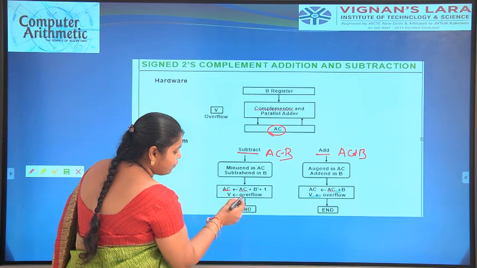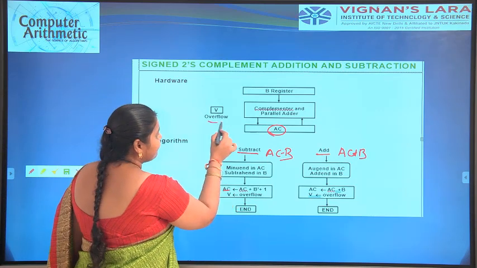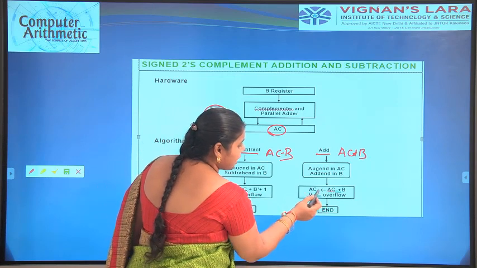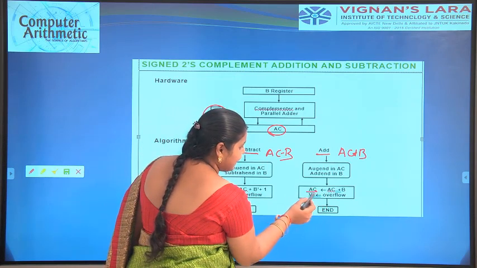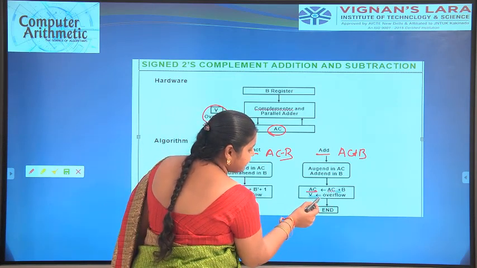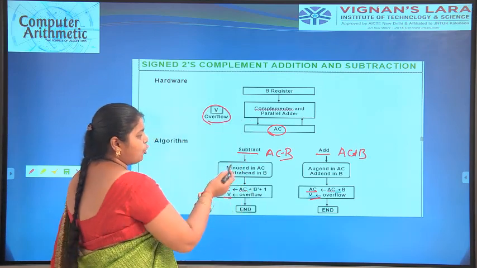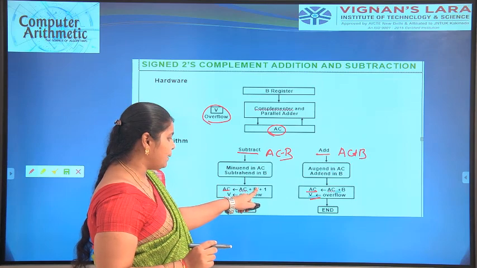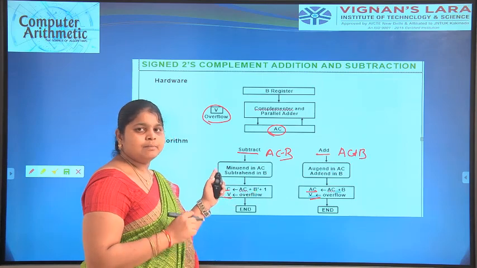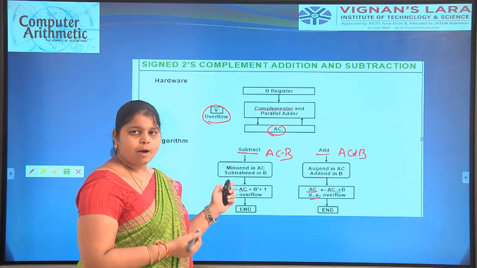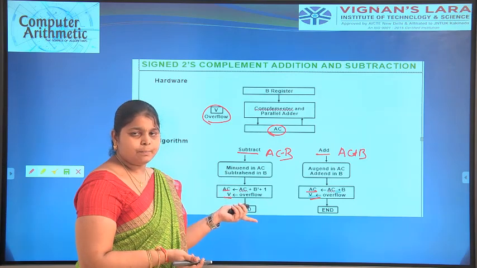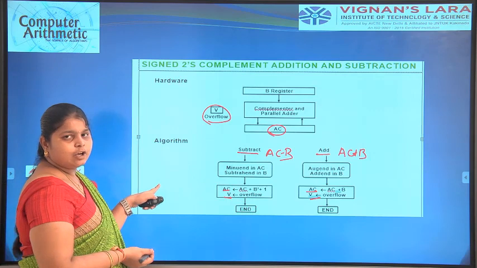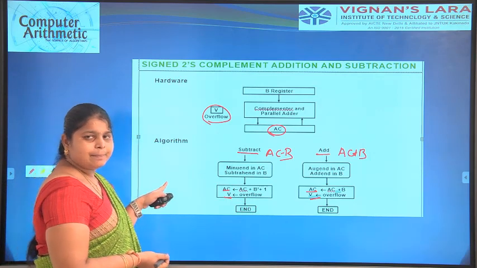If there is an overflow, that is stored in the B. Here also, like that, the resultant output will be stored in the AC and the overflow condition is stored in the B for both the addition and subtraction operations. Here complement means for any subtraction operation we have to do the complement, one's complement and two's complement. This is the hardware. This is a simple algorithm of the addition and subtraction operation.